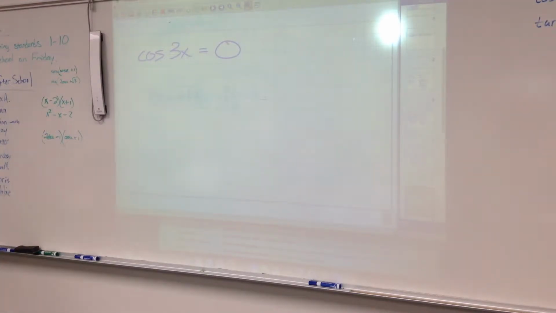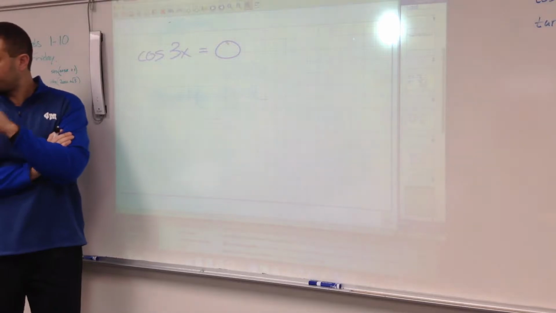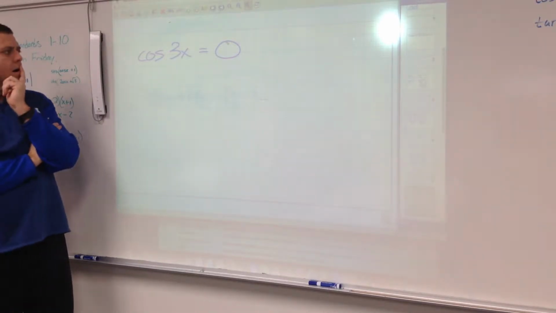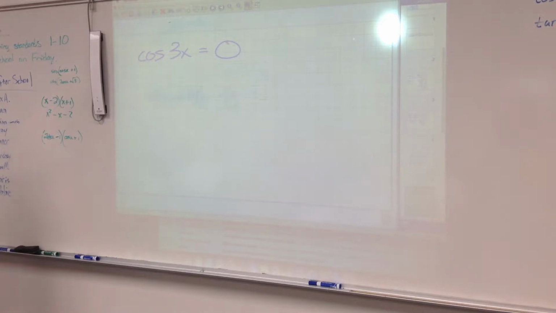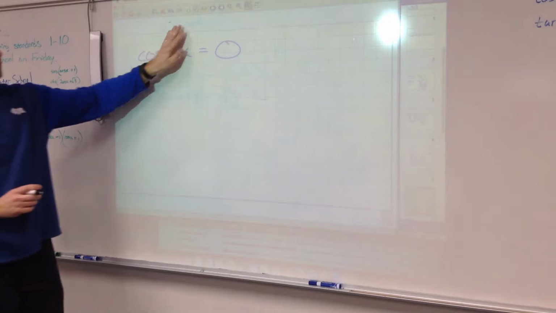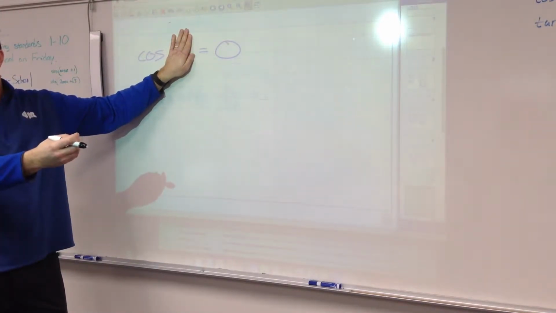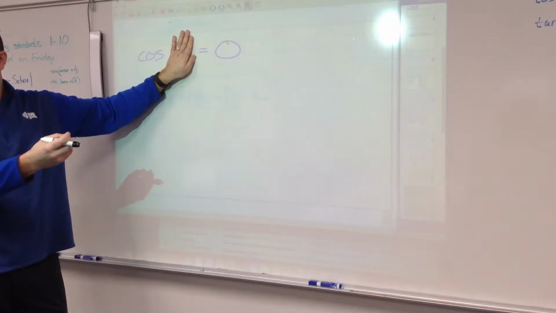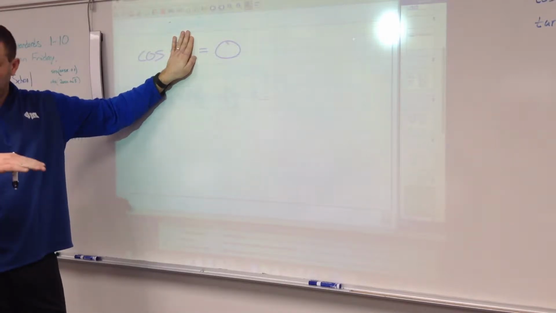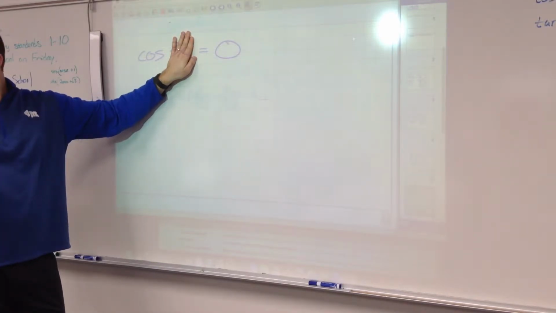going to show you how I might do a problem that looks like this. Same directions. Solve for all values of x between 0 and 2 pi. Okay? What I'm going to do is actually ignore the 3x for a moment and think, when is cosine equal to 0? 90. At 90 and pi over 2. 270. Or at, you're right, at pi over 2 and 3 pi over 2.